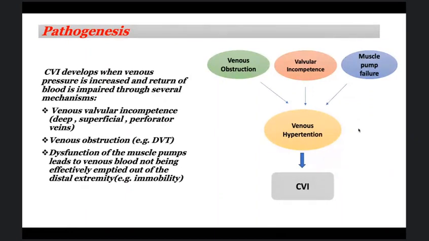Again, the key point in the development of chronic venous insufficiency is chronic venous hypertension in the lower limb. Okay, we will see chronic venous insufficiency divided into two types: superficial chronic venous insufficiency, which is due to valve incompetence in the superficial system, and deep chronic venous insufficiency, due to valve incompetence or venous obstruction in the deep system.